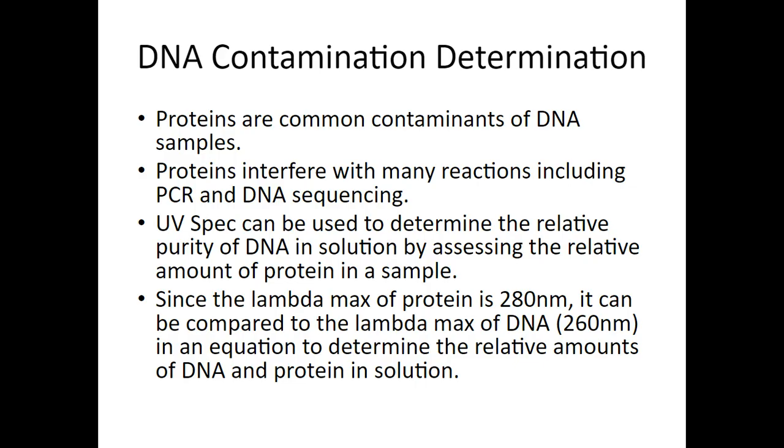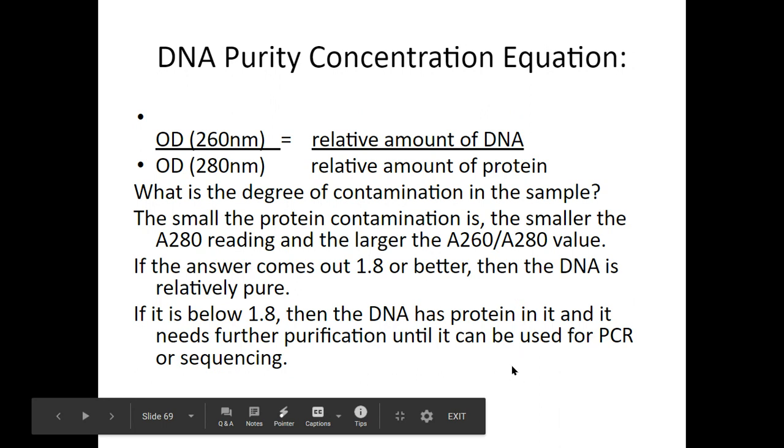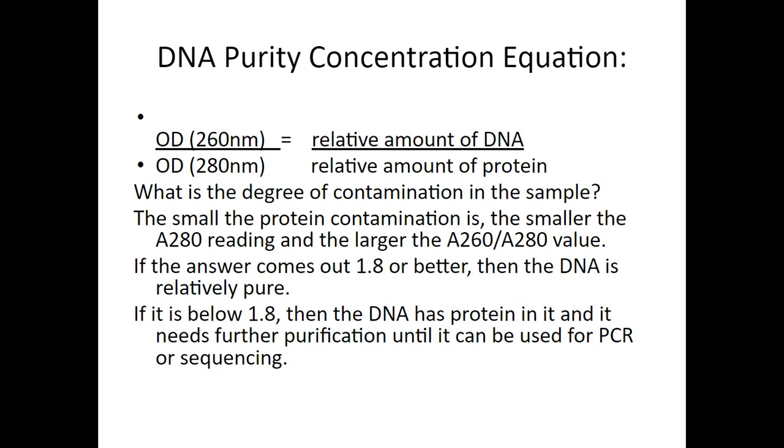UV spec can be used to determine the relative purity of DNA in solution by assessing the relative amount of protein in a sample. Since the lambda max of protein is 280 nanometers, it can be compared to the lambda max of DNA at 260 nanometers in an equation to determine the relative amounts of DNA and protein in solution. So it's the optical density at 260 nanometers over the optical density at 280 nanometers. The numerator is your optical density of DNA, and the denominator is the optical density of your protein.